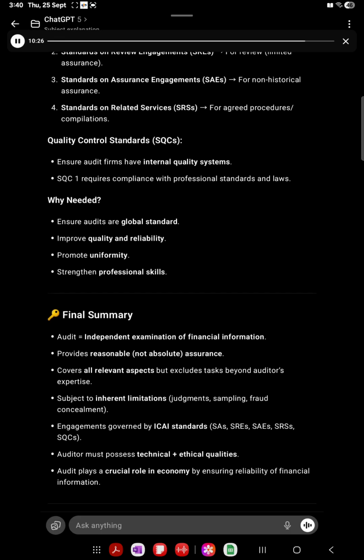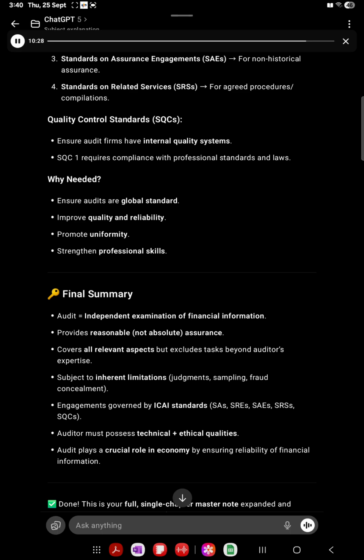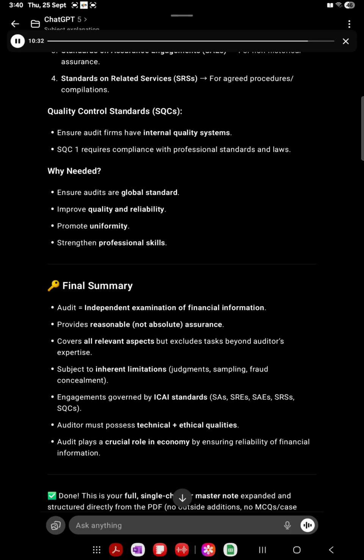Quality control standards, SQCs, ensure audit firms have internal quality systems. SQC 1 requires compliance with professional standards and laws. Why needed? Ensure audits are of global standard, improve quality and reliability, promote uniformity, and strengthen professional skills.